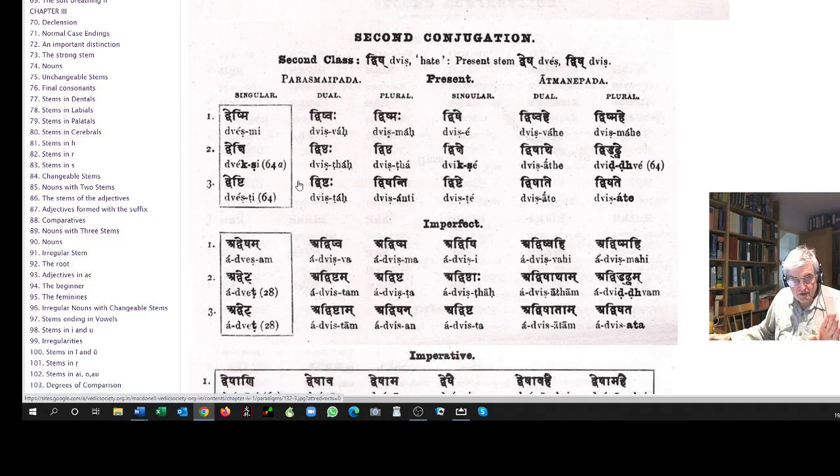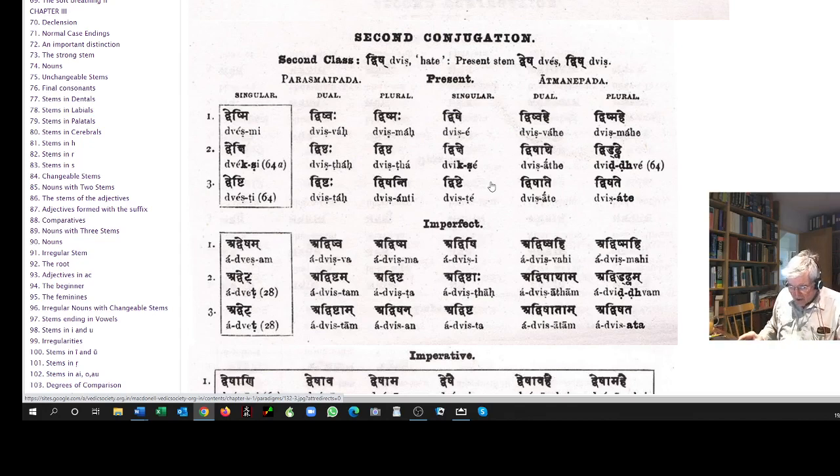And you'll notice that in all of those forms where there's a box round it, there is a guna of the root vowel. So dvish gunates to dveshmi, dvekshi, dveshti. By normal sandhi, dveshsi has become dvekshi. That's normal sandhi. Whereas in the others, it's not gunated. Dvishvah, dvishmah, dvishe, dvishvahe, dvishmahe, and so on.